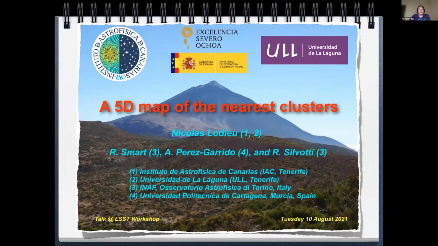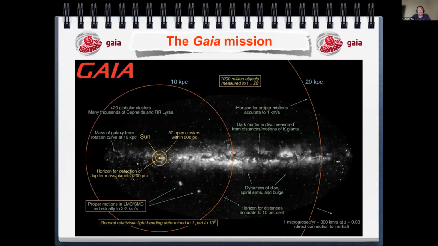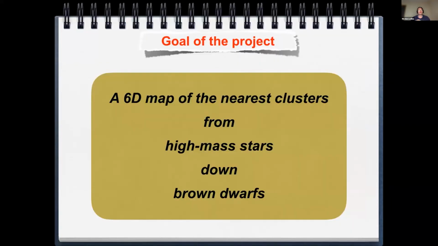I'm Nicolas Lodieu. I'm working at the IAC in Tenerife, and today I would like to tell you a bit about the nearest clusters that we studied with the Gaia mission data set, in particular data release number 2. As you probably know, I don't need to introduce Gaia in this audience. Gaia has revolutionized the solar neighborhood, but also our view of the galaxy. The goal of our project is to create a 6D map of the nearest clusters from high mass stars all the way down to brown dwarfs.